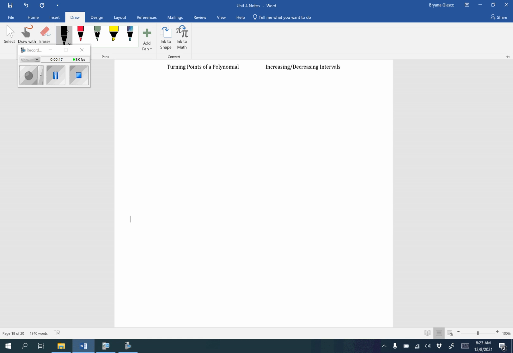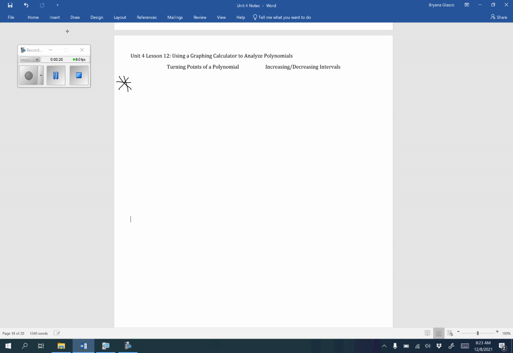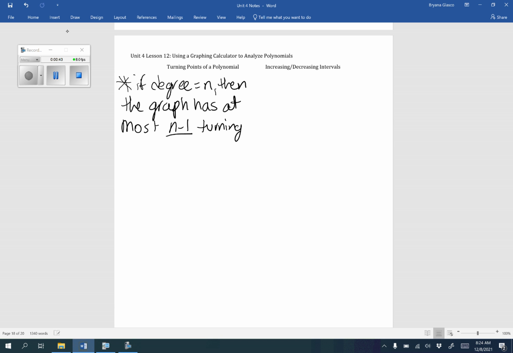So basically, how we figure out how many turning points there are is, if our degree is n, then the graph has at most n minus 1 turning points. So what this means is that if we had a degree of 3, then we would have at most 2 turning points, because I would do 3 minus 1 to give me that.